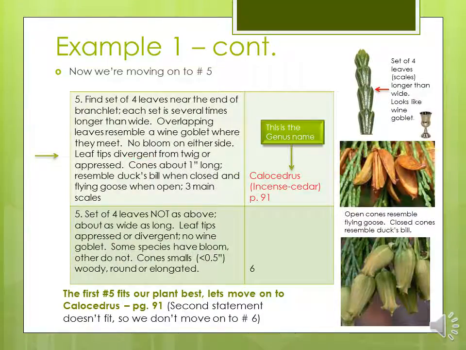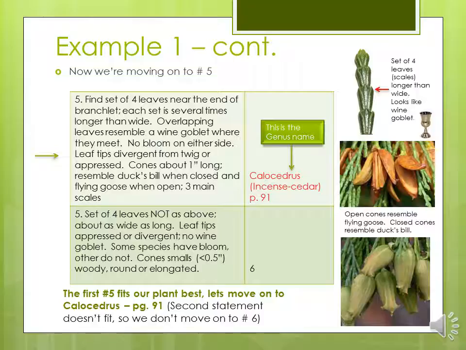Number 5 asks you to find 4 leaves near the end of the branchlet, and remember a scale is a leaf. So you look at that segment in the very upper right hand corner of 4 scales or 4 leaves, and it says that they're several times longer than wide. They overlap and resemble a wine goblet where they meet. The second statement there says that the set of 4 leaves are not as above, that they're about as long as they are wide. So these are clearly much longer. That segment of 4 is much longer than it is wide. Remember, you're looking at that whole segment of 4.